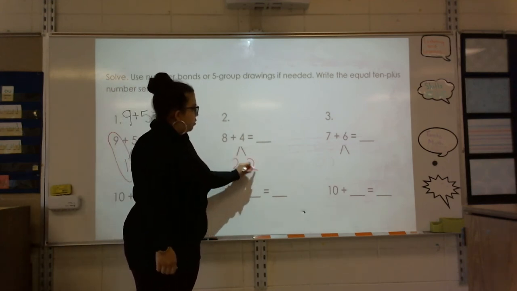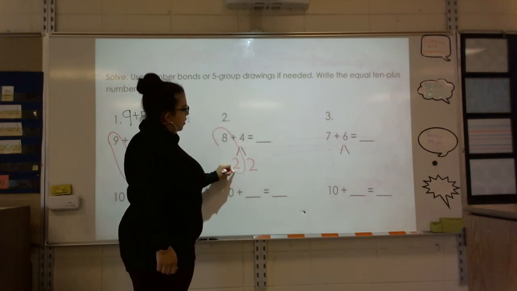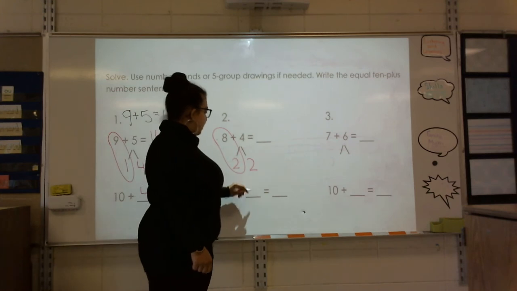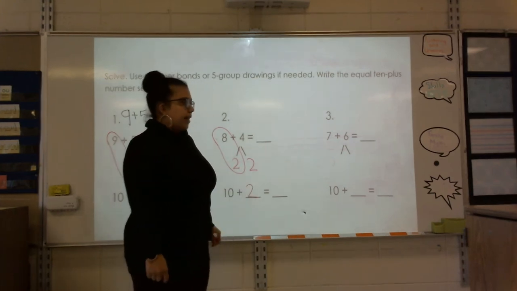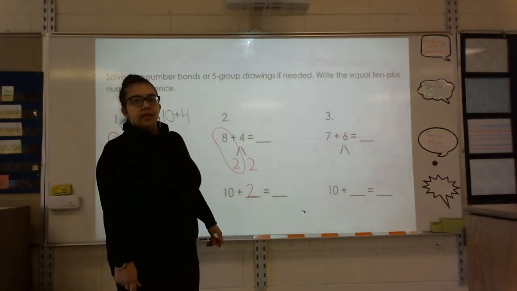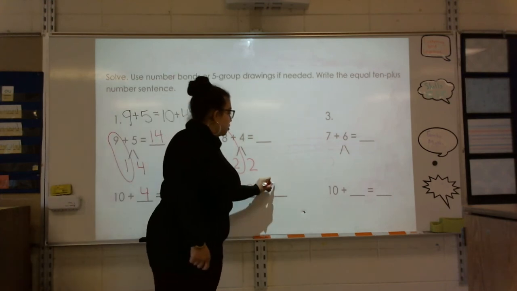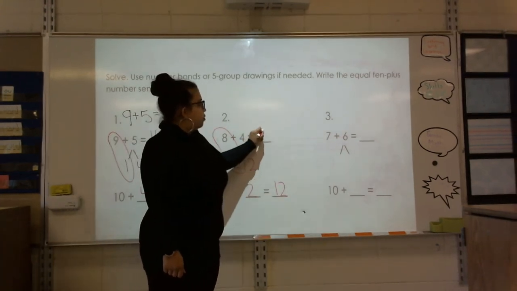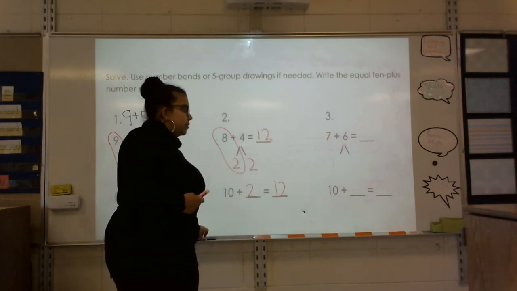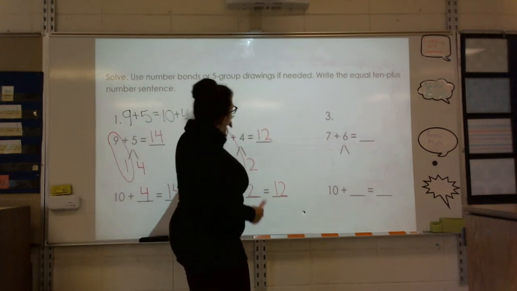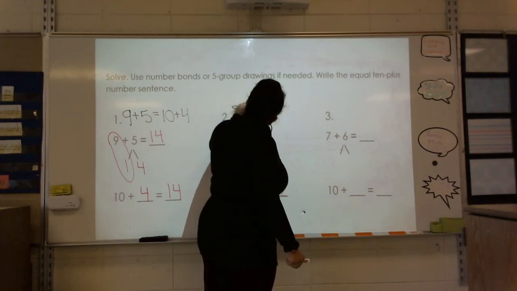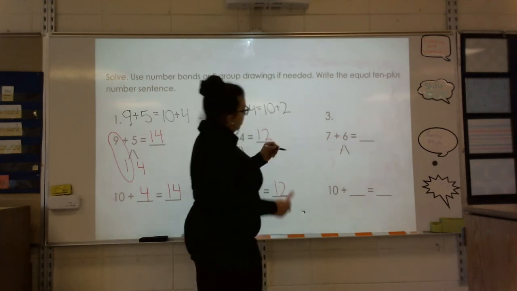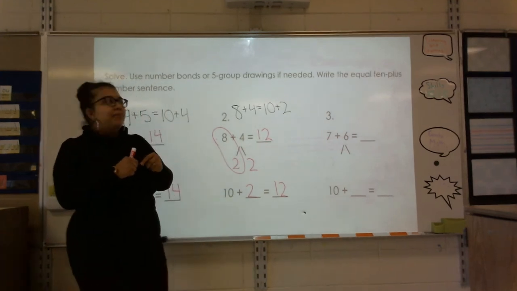2 and 2. I will put that 2 with the 8. Making a circle tells me it's a group of 10. 10 plus the other 2 that were left out is 12. 10 plus 2 is 12, which means 8 plus 4 is equal to 12. So that tells us that 8 plus 4 is equal to 10 plus 2.